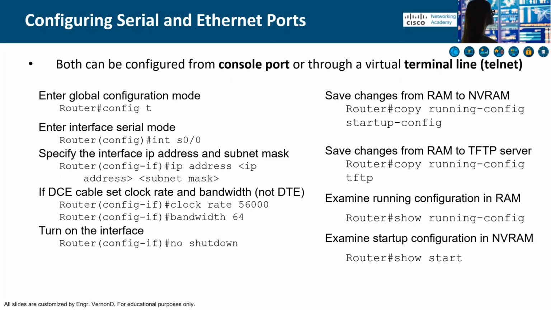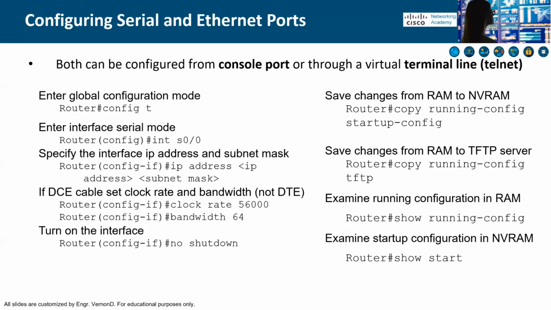Configuring serial and Ethernet ports. Both can be configured from the console port or through telnet. Type config t, or conf t, or configure terminal to enter global configuration mode. Type int, then the interface name, to enter interface mode. Type ip address, your IP, then your subnet mask to specify the interface IP address and subnet mask. Type no sh or no shutdown to turn on the interface.